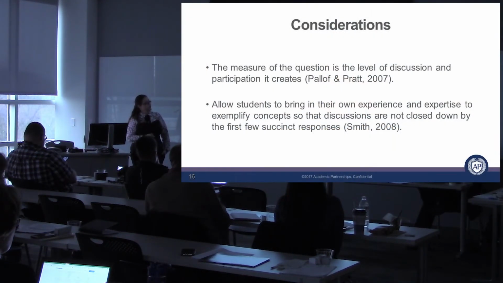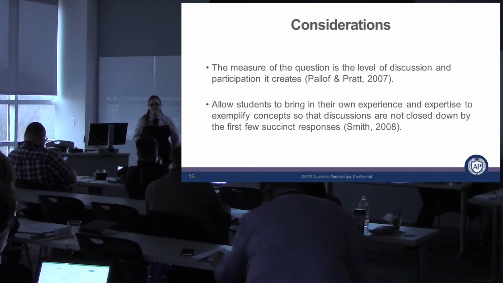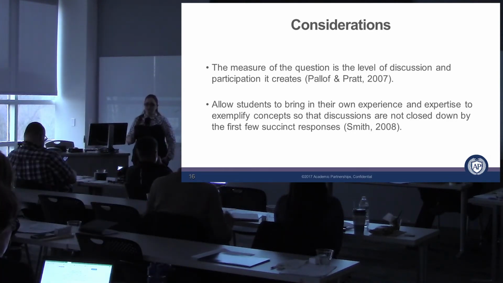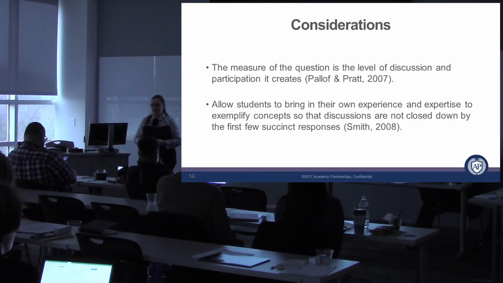The measure of the question is the level of discussion and participation it creates. And then we want to allow students to bring their own experience and their own expertise to exemplify the concept so that the discussions are not closed down by the first succinct answer. So like I said, the first person who answers the behaviorism question answered it for everybody. Now the truth is you could not allow people to see other people's response until they answer their own. That's a solution to the initial question. But at the end of the day, then we're not helping anyone with the responses, right? And it's not just the initial question we want students to learn from. We want them to learn from the follow-up. We want them to banter. We want them to go back and forward.